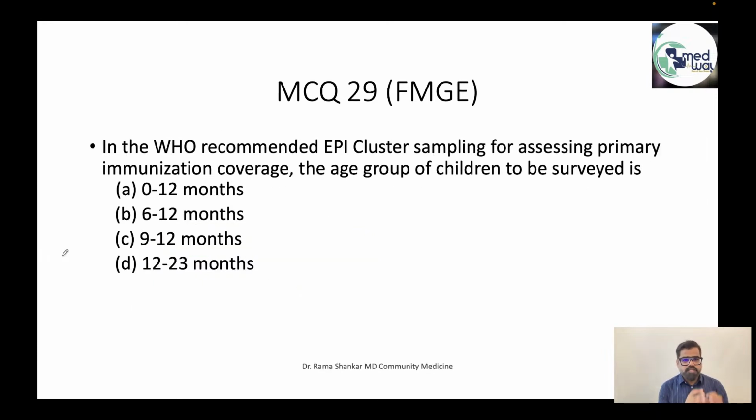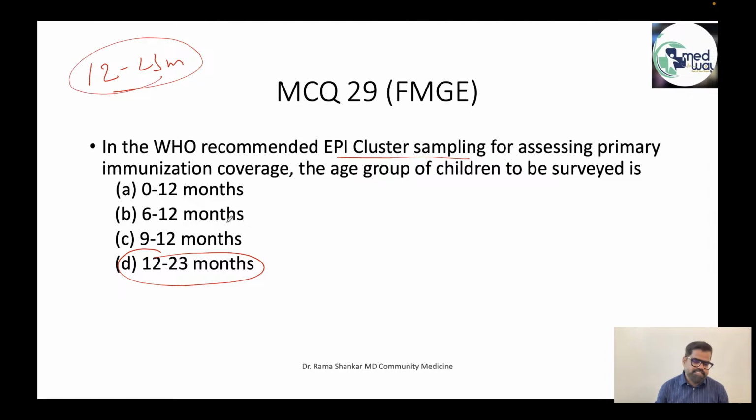Okay. The next one, in the WHO recommended Expanded Program on Immunization cluster sampling, the WHO 30 cluster technique, which is EPI cluster sampling, which age group do they select? Please remember, when we are doing EPI cluster sampling, the age group WHO uses is 12 to 23 months. And there is a reason behind this. Why? Because we want to assess full immunization. Full immunization is from birth till 1 year. In that 1 year from birth, whether all the scheduled vaccines have been taken by the child or not.